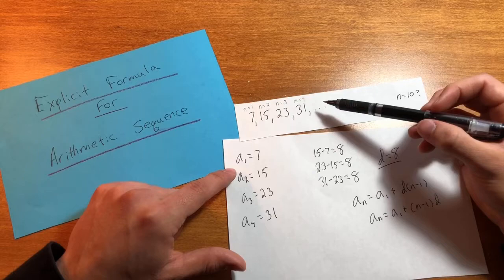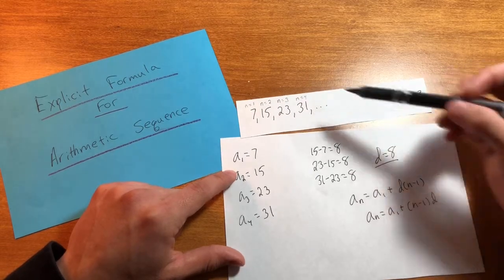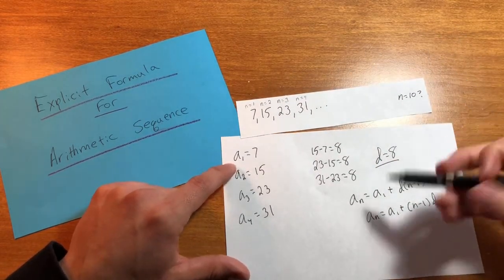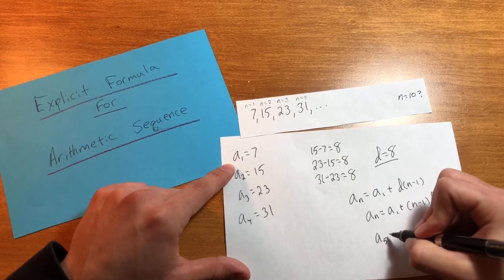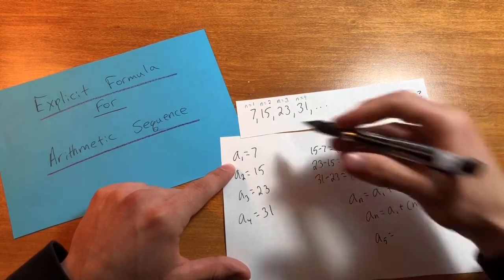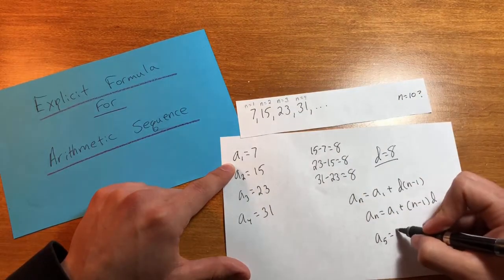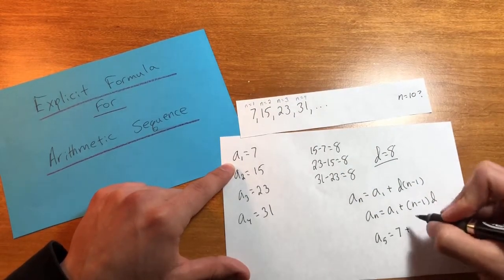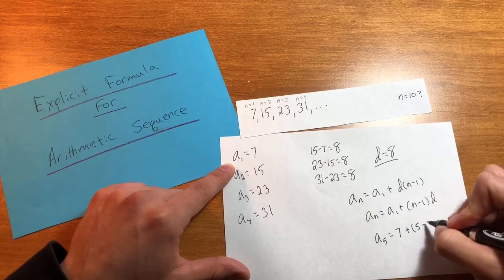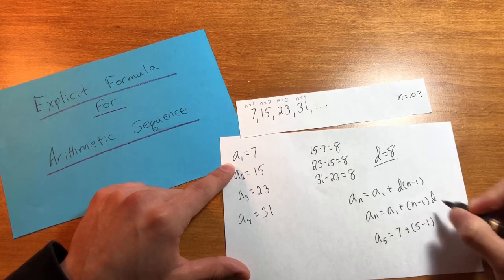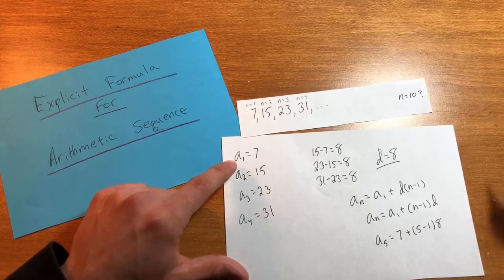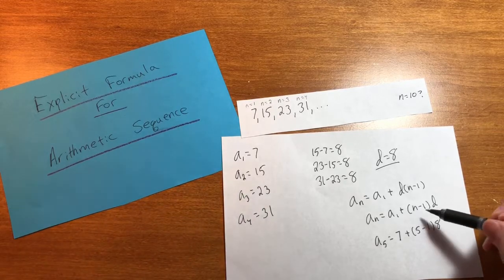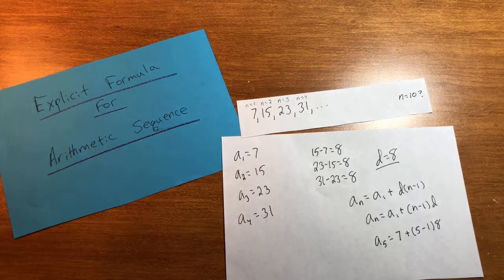Well, if I wanted to find the 5th term, which follows the 4th term, what would I do? Well, a sub 5 equals my initial value, 7, my first value in the sequence, plus n minus 1, 5 minus 1, times the difference, which is 8. And how does that make sense? Why am I doing n minus 1 instead of just n times d or something like that?